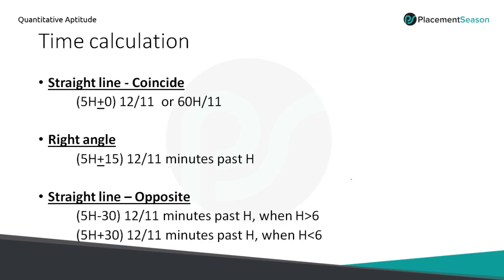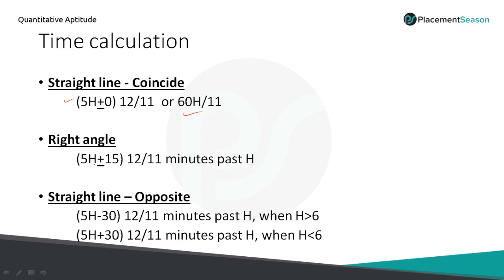So here is the formula. You can easily solve this problem using this simple concept. The first one is coinciding. If you want to find the exact coinciding time, just use this formula: 5h plus 0, into 12 by 11, or you can directly use 60h by 11 to find the coincide time.